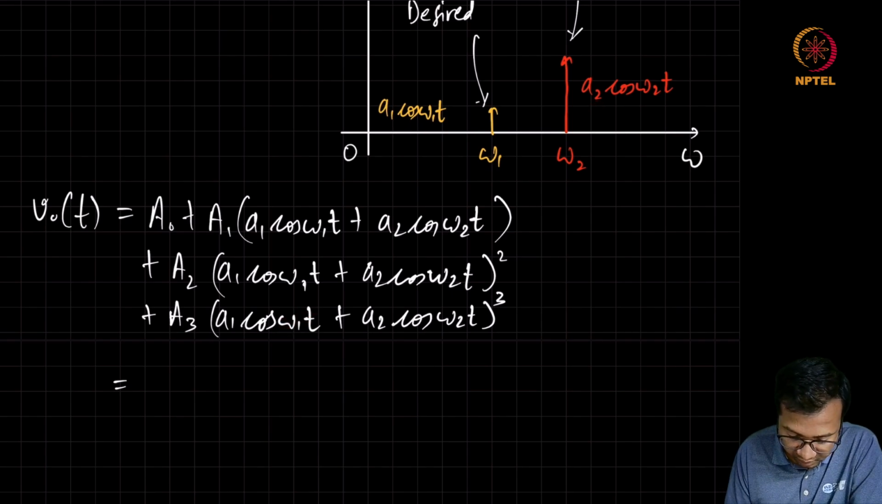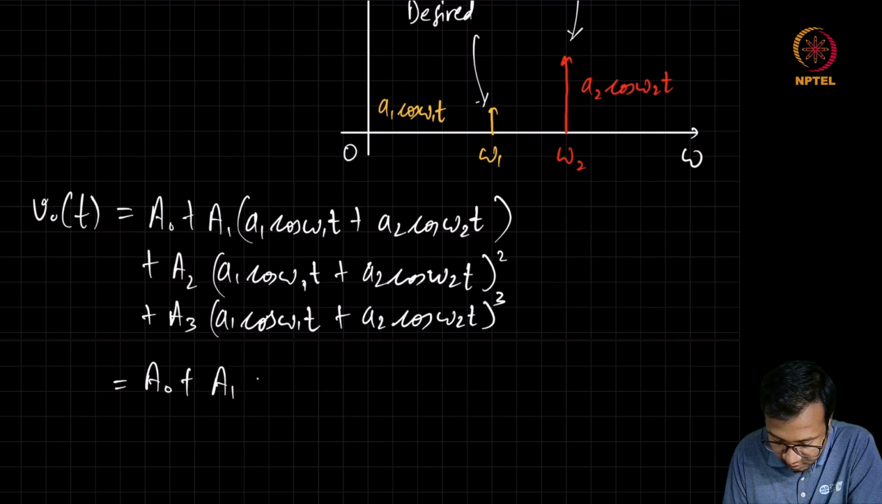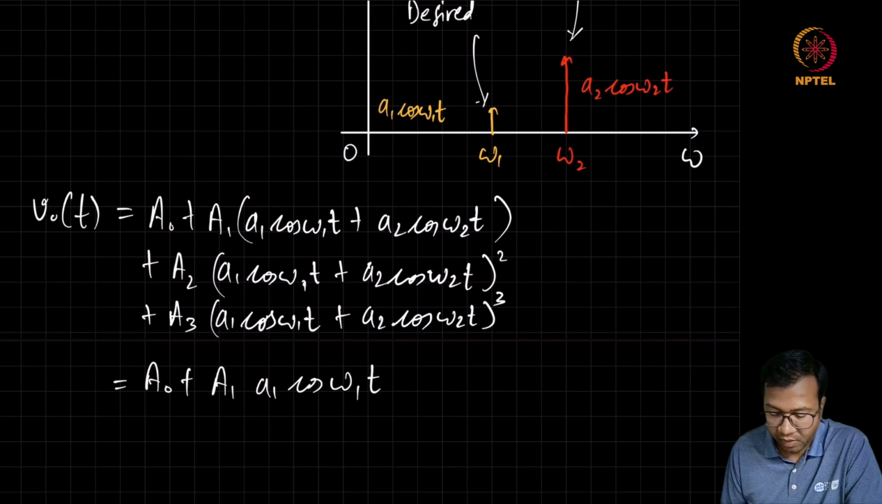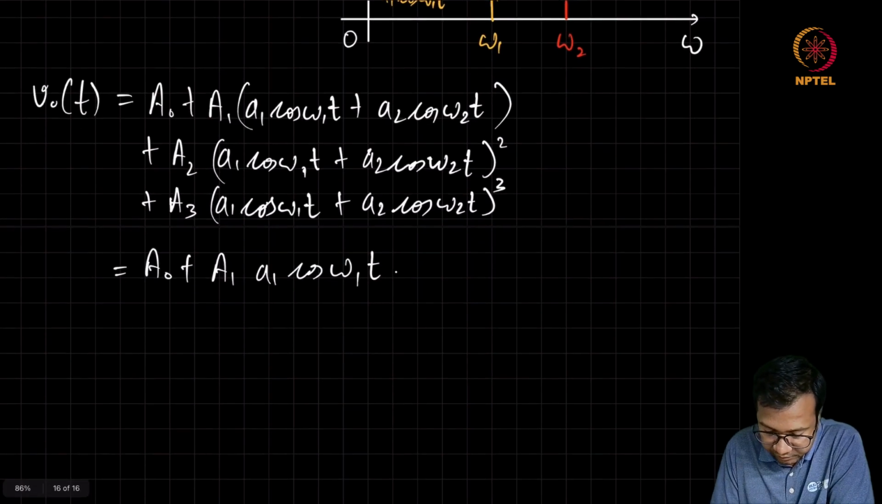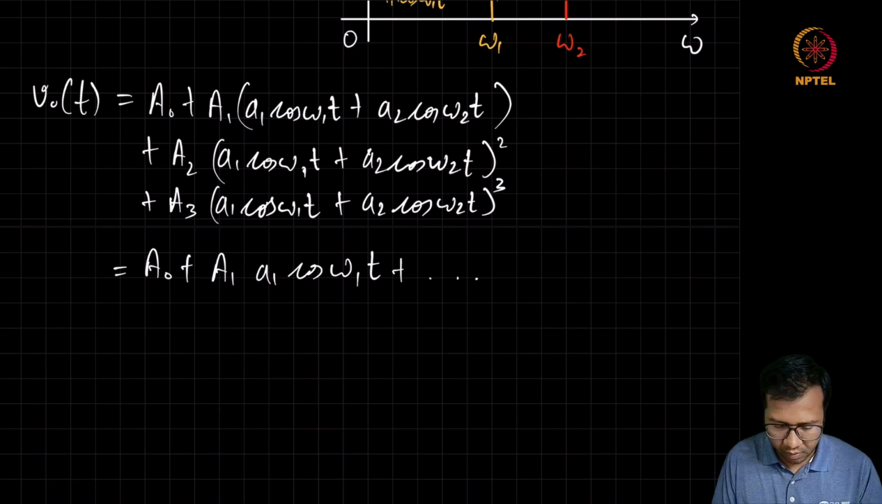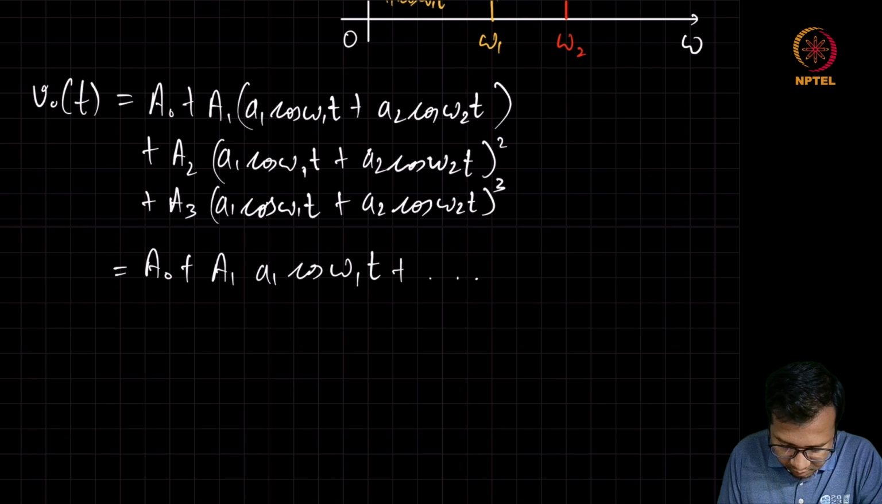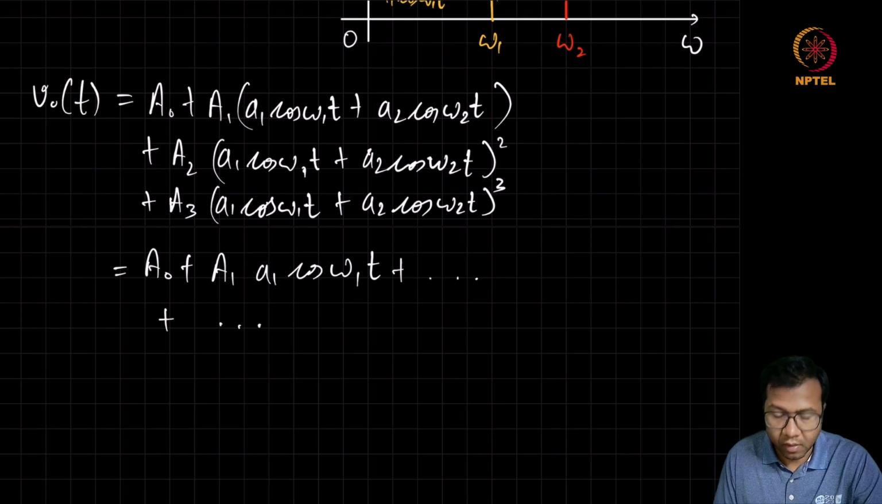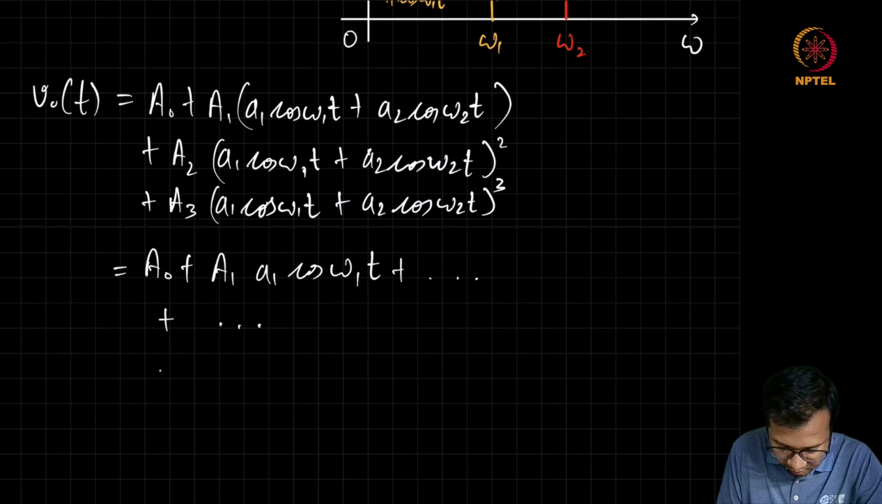So if we focus on those terms, I am ignoring the other part. All the terms which are not exactly falling on top of omega 1, I am ignoring. So there will be no term at omega 1 due to the quadratic nonlinearity. And let's look at the cubic nonlinearity.